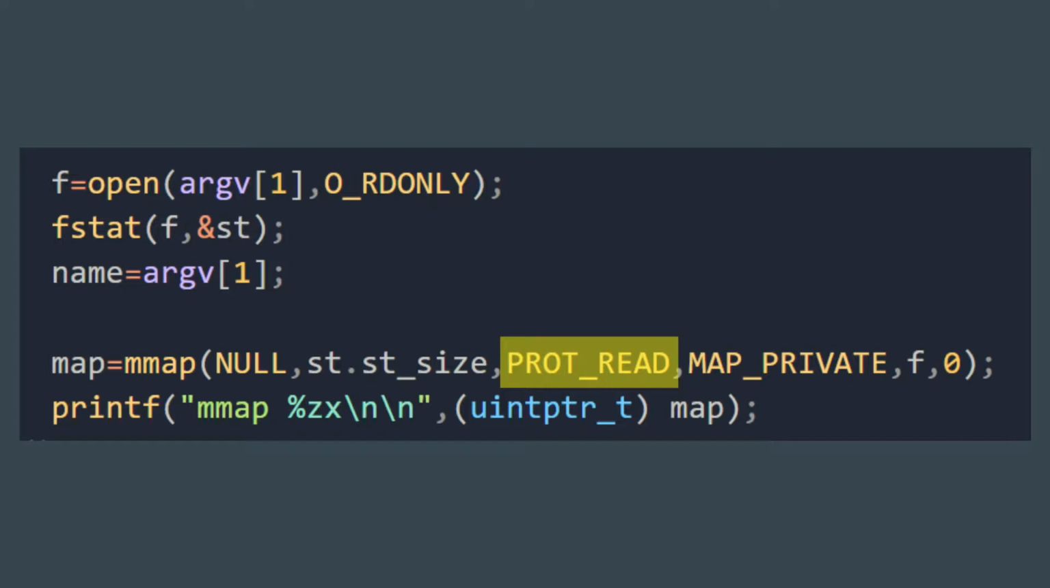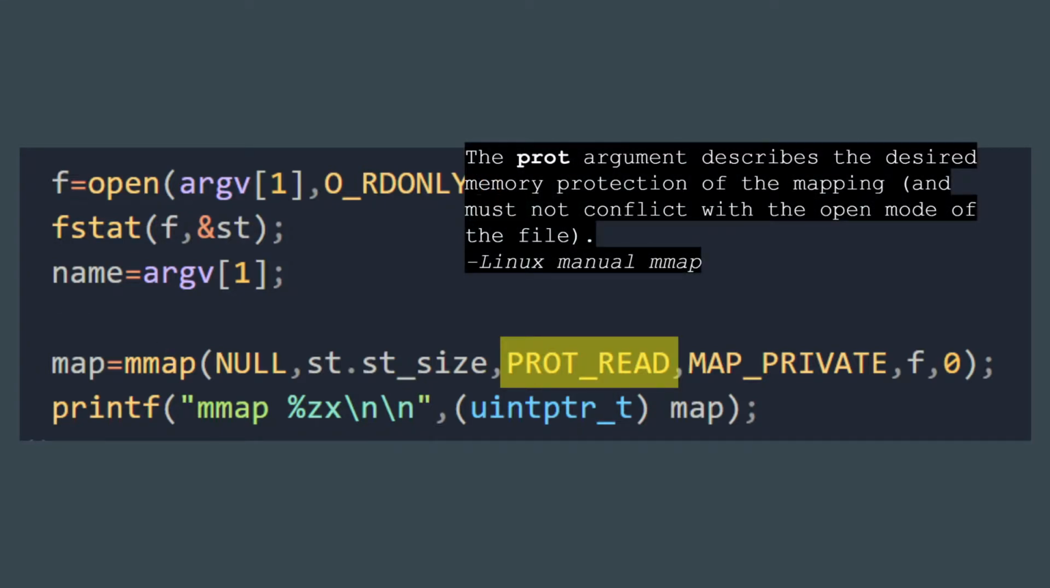Next, I would like to highlight two important flags in the mmap call. The first flag is PROT_READ. This flag describes the desired memory protection of the mapping, and it must not conflict with the open mode of the file. So the open mode of our file is read-only, so therefore our flag in mmap also has to be read-only.